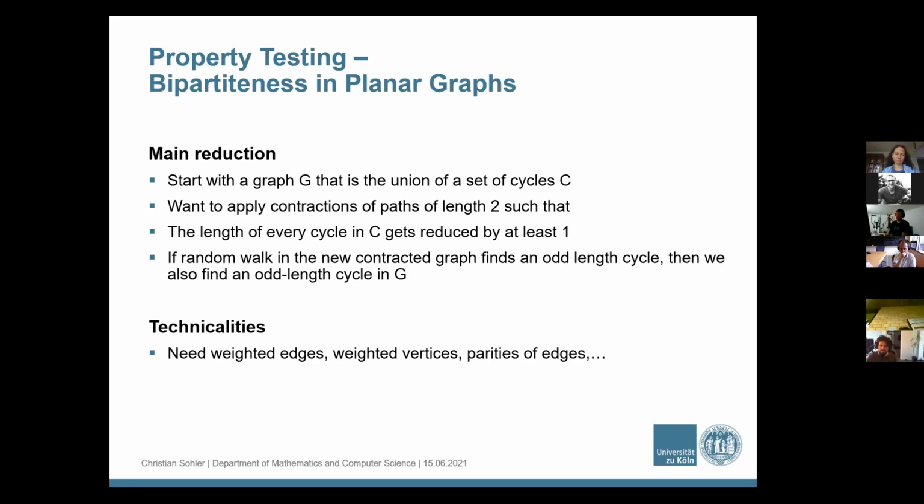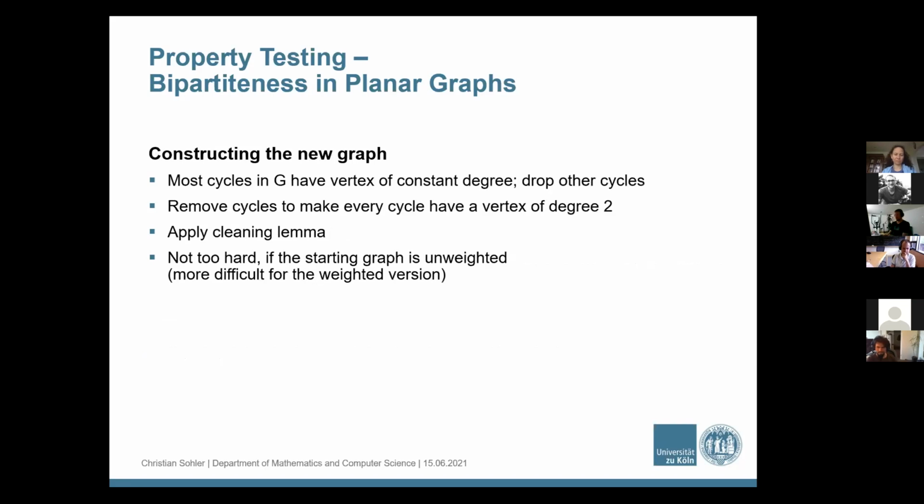There are lots of technicalities here, so we need to deal with weighted edges because they might represent parallel paths. We need to deal with weighted vertices because vertices after the reduction represent sets of vertices. We need to maintain parities of edges and so on, but I don't want to go into these details. So how can we construct this new graph?